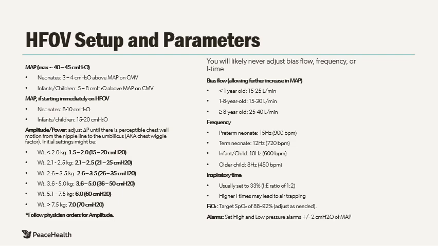We'll most likely never adjust a bias flow, frequency, or I time once initially set. Typically, on initiation, bias flow is set 15 to 25 liters a minute for patients under 1 year of age. Frequency is typically set between 12 and 15 hertz, and I time, as mentioned earlier, is set to 33%, due to the fact that higher I times may lead to air trapping. FiO2 would target a SpO2 of 88 to 92 or physician order, and we'll set our high and low pressure alarms plus or minus 2 centimeters of water of MAP.